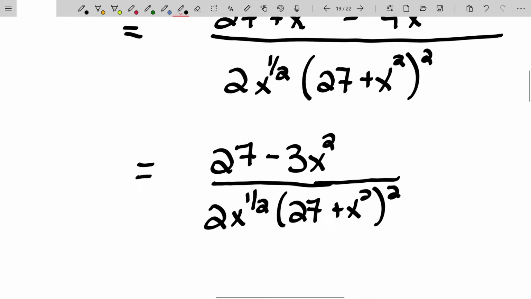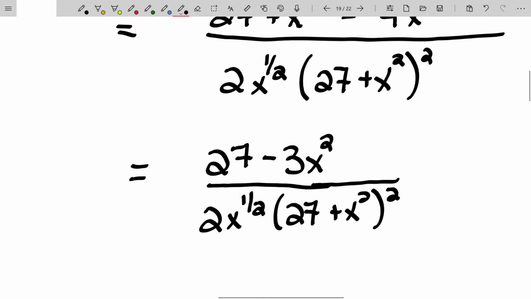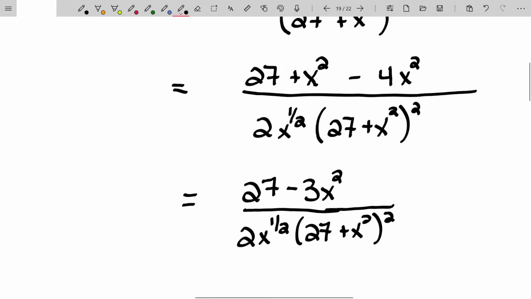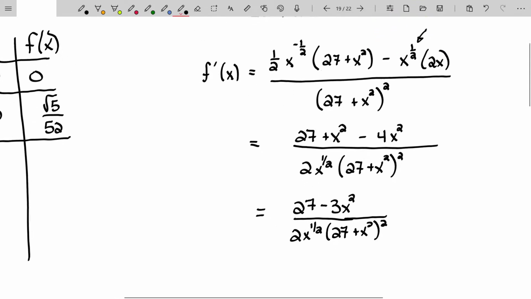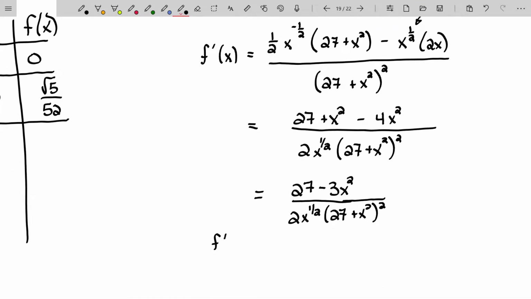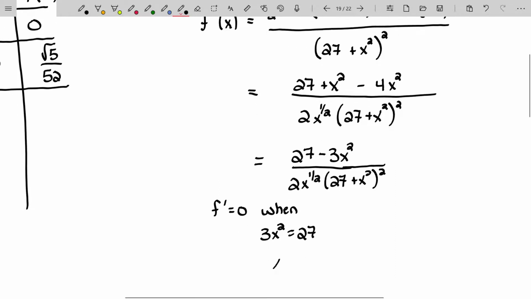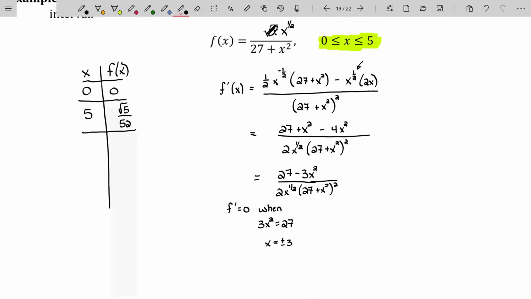The function's derivative will not exist at x equals 0, but we already have that listed as a point, so I'm not going to bother with that. The derivative will be 0 though, so f prime will equal 0 when 3x squared is equal to 27, or in other words, x is equal to plus or minus 3. Negative 3 is not in our domain, so I don't have to worry about that, but the 3 is. So plugging in 3, we get the square root of 3 over 27 plus 9, which is 36.